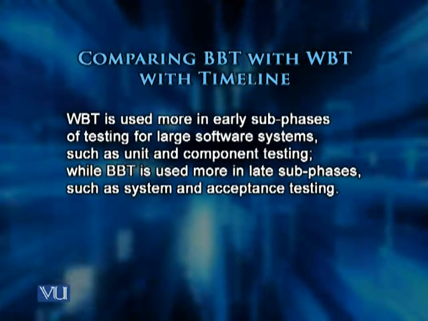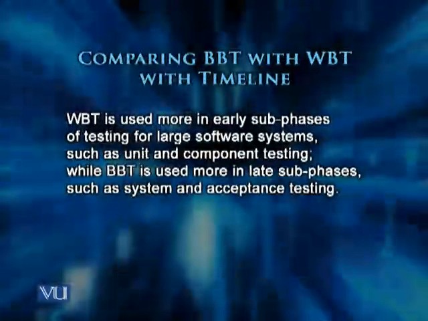White box testing is used more often in earlier sub-activities or sub-phases of software testing, such as unit and component testing and function testing, while black box testing is used in late sub-phases of software testing. That includes system and acceptance testing. Also, when we are testing clusters of components, that is also done by using black box testing. So we have initially unit testing, which utilizes white box testing techniques. And when we combine these components to form clusters and the overall system, then black box testing is useful and applicable.